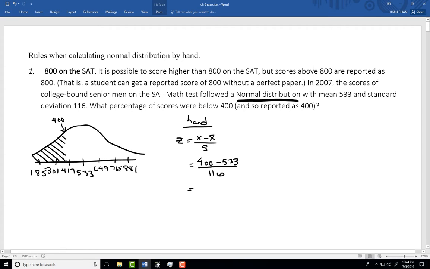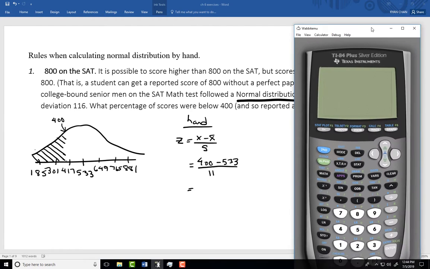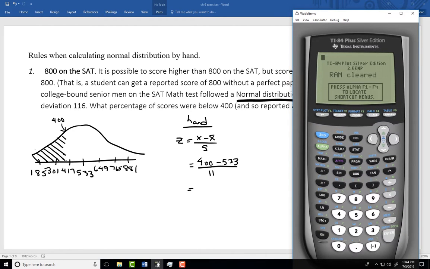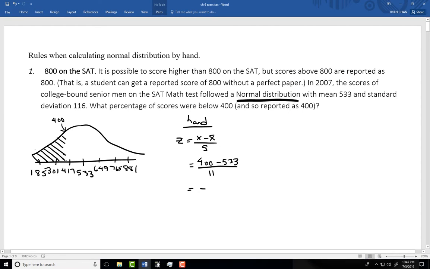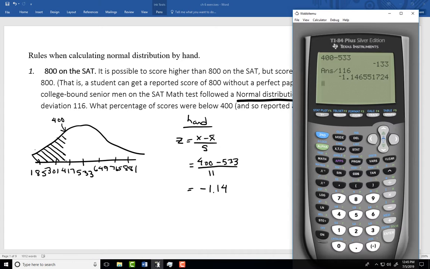So 400 minus 533. When you do this, subtract first, and then divide by 116. And so I get negative 1.14. You don't want to do it all at once. Do the subtraction first and then divide, and you'll have the following right here. Now some of you are like, what is this negative 1.14? How does that help me?